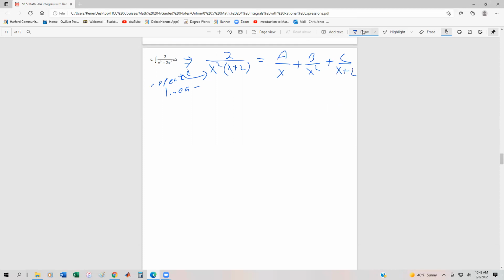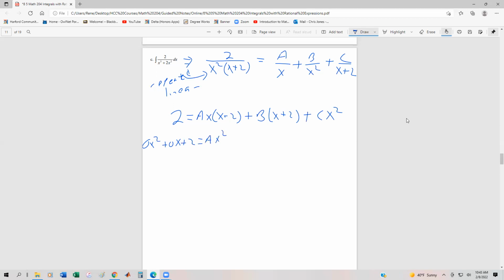Now we're going to clear this out. And we're going to have that 2 is equal to A, we get rid of one of the x's, and we still have the x plus 2. We get rid of both of the x's for C, and we're left with x plus 2. Now, let's go ahead and use the system method. It doesn't matter which one we use. We could pick 0, we could pick -2, but that means that we would still have one more variable to solve for. And so I'm going to rewrite this as 0x squared plus 0x plus 2, because we have to have some powers of x squared.